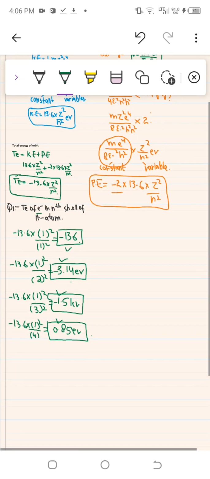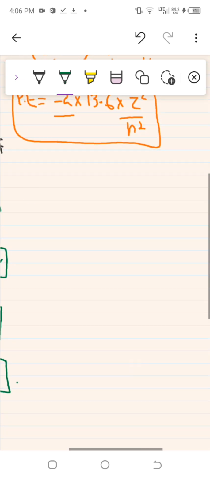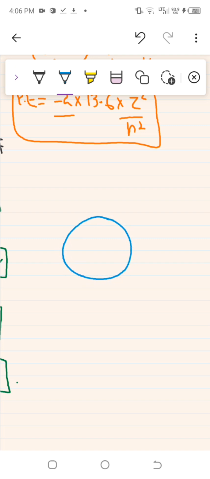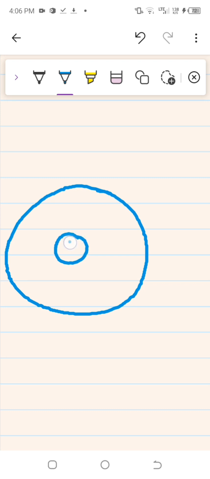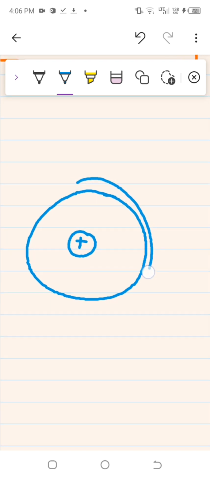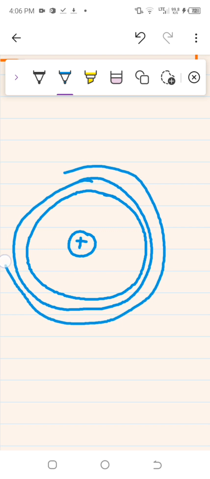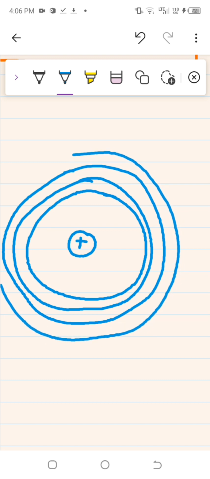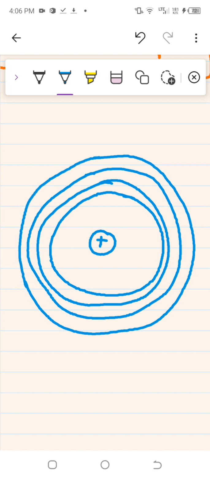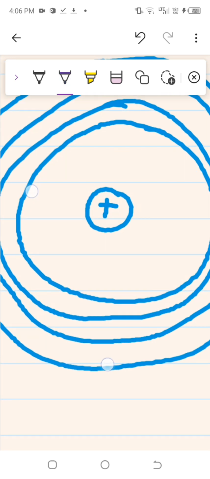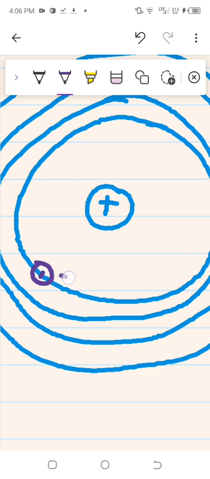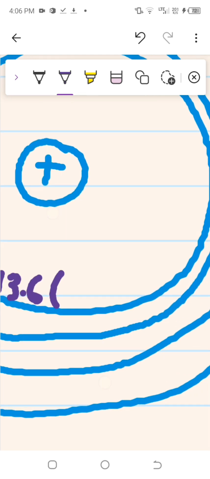So if I draw the shells here, first of all we have the nucleus. This is another shell, and this is the fourth. As you can see, this is the first shell, on which the energy is minus 13.6. Okay, so this is the minimum energy. So going outward, the energy is increasing. This is the minimum.